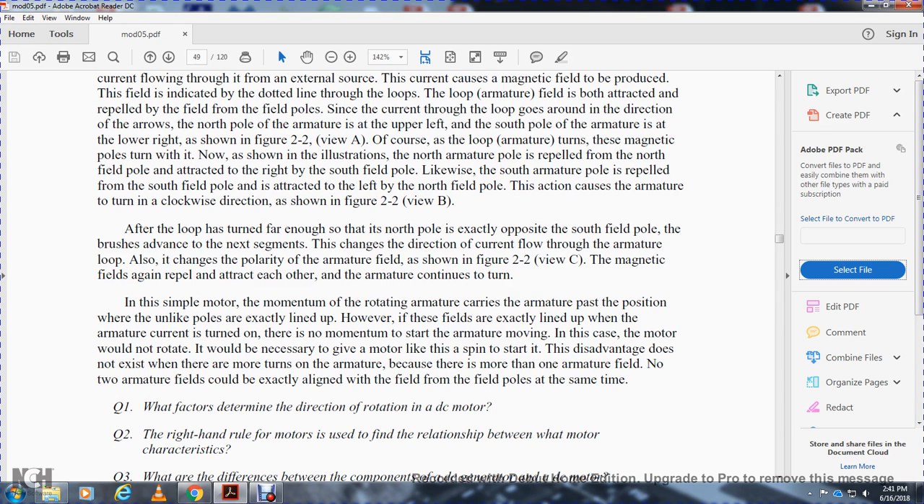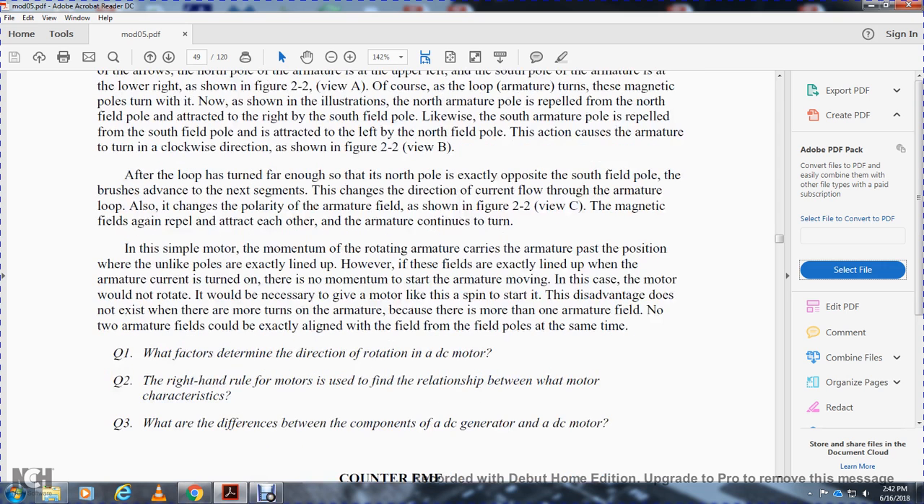In a simple motor, momentum with the rotating armature carries the armature past the position where the poles are unlike, but exactly lined up. However, if the fields were exactly lined up when the armature current turns on, there would be no momentum to start the armature moving. In this case, the motor would not rotate. It would be necessary to give the motor a spin to start it. The disadvantage does not exist when the motor turns the armature, because there's more than one armature field. No two armature fields could exactly align with the field poles at the same time.